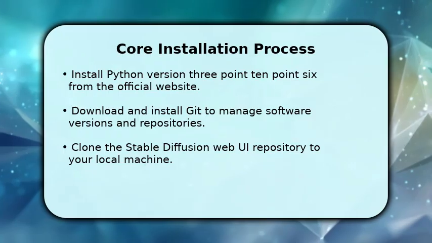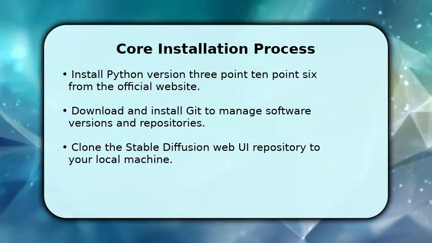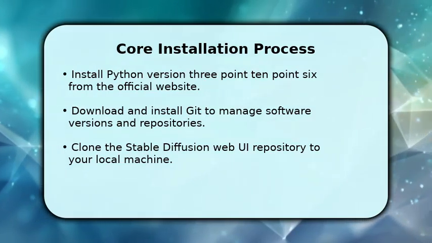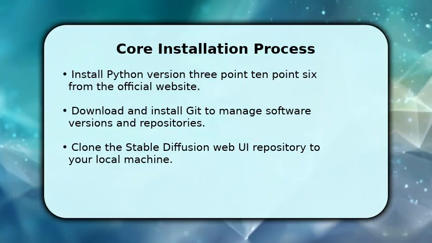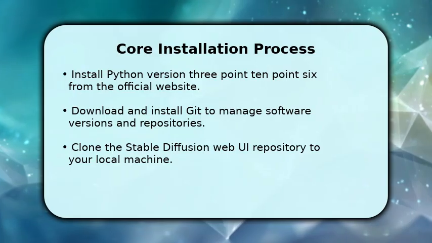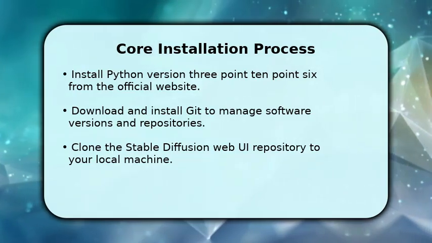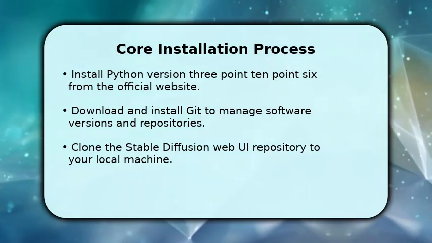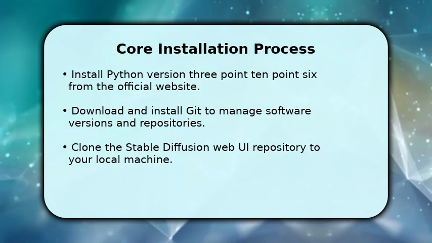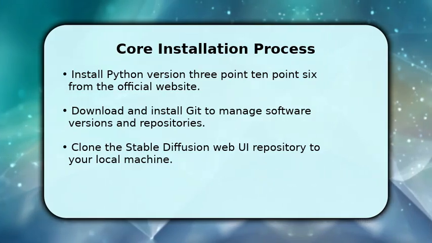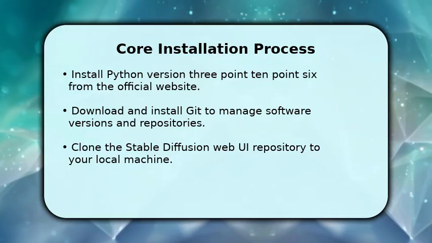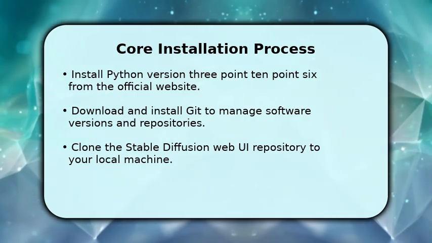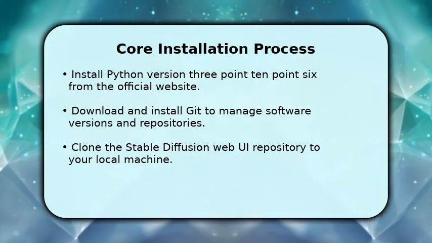Next, we will tackle the core installation. Begin by installing Python version 3.10.6. This specific version is crucial for compatibility. After Python, download and install Git, which is essential for cloning the Stable Diffusion web UI repository. Once Git is installed, use it to clone the repository directly to your chosen directory. These steps lay the groundwork for running the application effectively on your system.